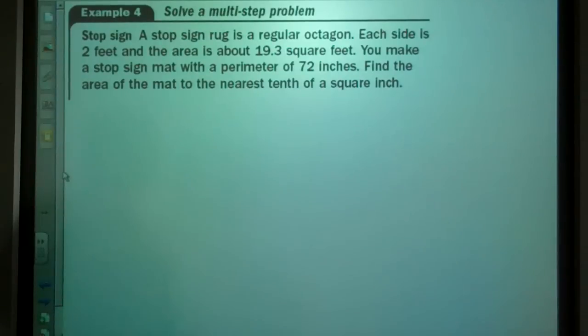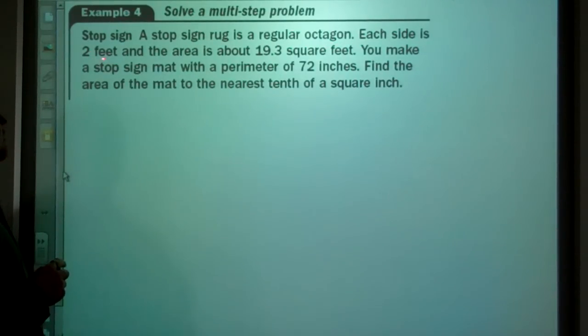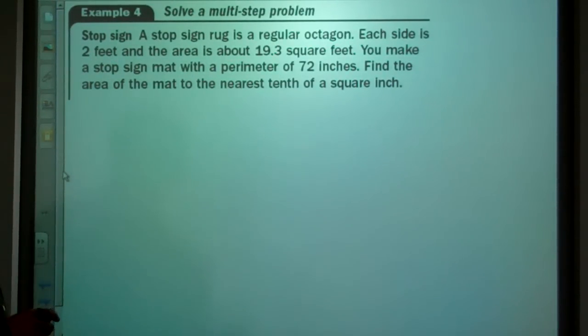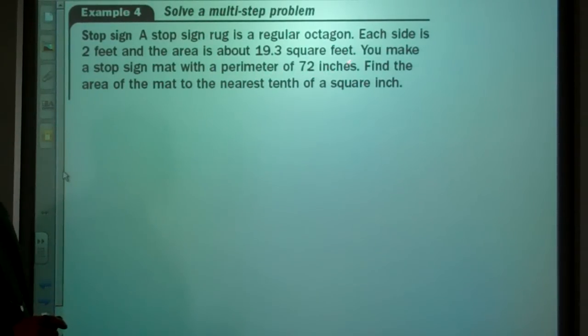Alright. Last example here. This one's a little more complex. Stop sign rug is a regular octagon. Each side is 2 feet, and the area is about 19.3 square feet. You make a stop sign mat with a perimeter of 72 inches. Find the area of the mat to the nearest tenth of a square inch. A couple different things going on here.